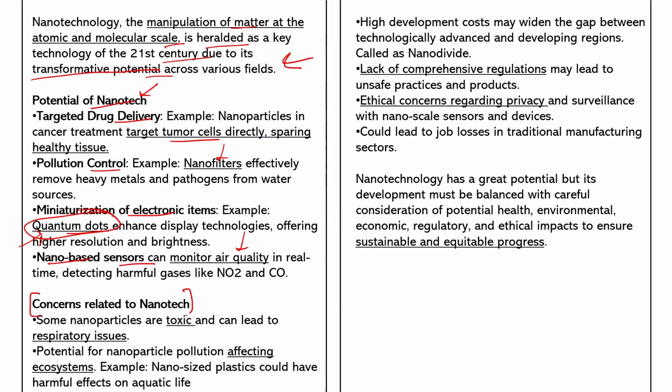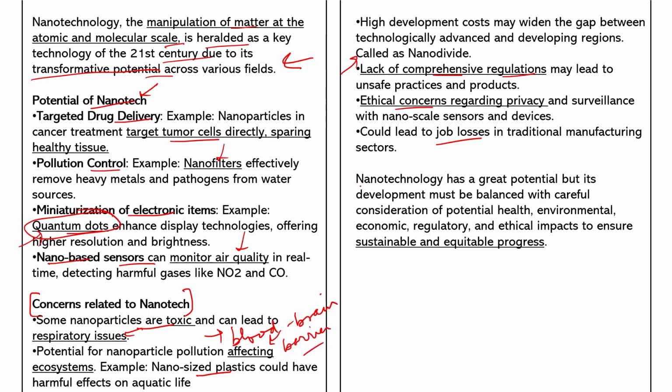Then you write about concerns, that nanoparticles are toxic, they can lead to respiratory issues, right? They can cause problems in ecosystems, like nano-sized plastics, they can accumulate, right? So that can cause bioaccumulation or biomagnification. They have high development costs. There is a lack of comprehensive regulation. There are ethical concerns. They can lead to job losses. One of the health issues you can also write is the blood-brain barrier. Nanoparticles can breach the blood-brain barrier, which can also cause some kind of health issues.